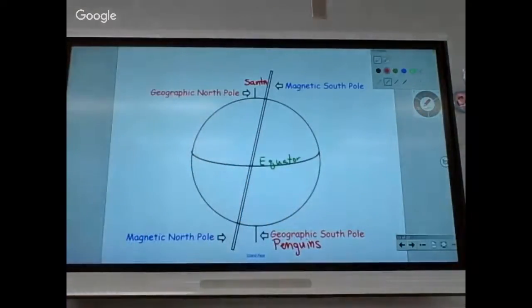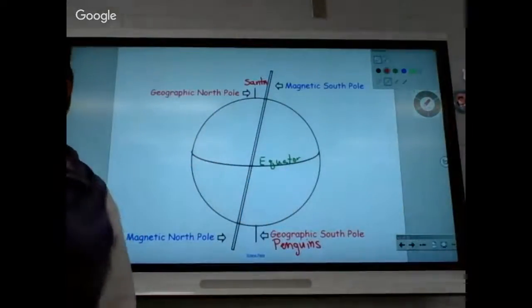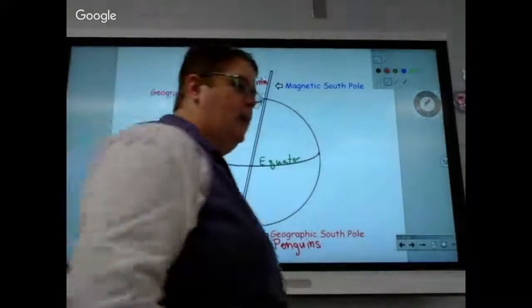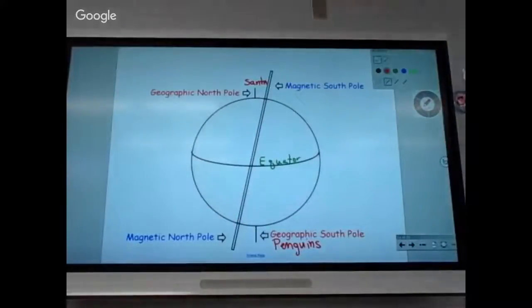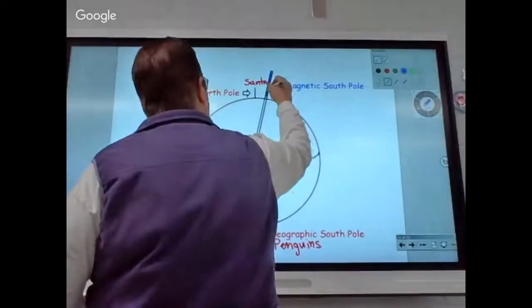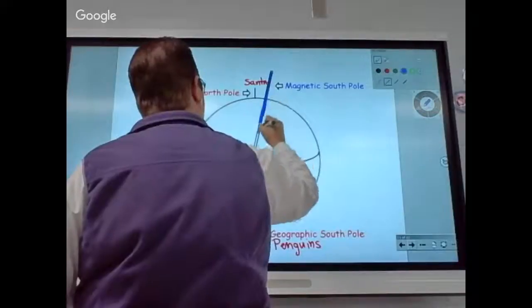When I say the geographic South Pole, the penguins live down there. So, those are the typical places that you learned about in middle school when you took geography, right? Your social studies teacher was teaching you about the parts of the world. Probably even talked about it in elementary school. Now, this long bar that I have sort of drawn here through the Earth.